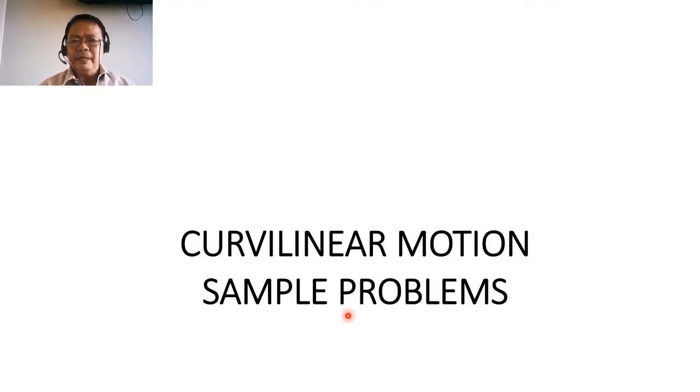At ang ating magiging topic for today guys is all about curvilinear motions. At meron akong inihandang tatlong problems para dito para makatulong sa ating maintindihan kung paano tayo mag-solve ng problems about curvilinear motion. At ito yung ating first problem guys.